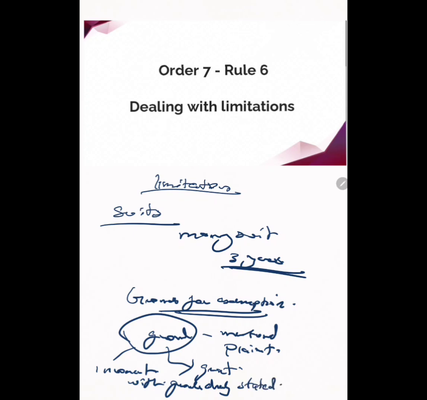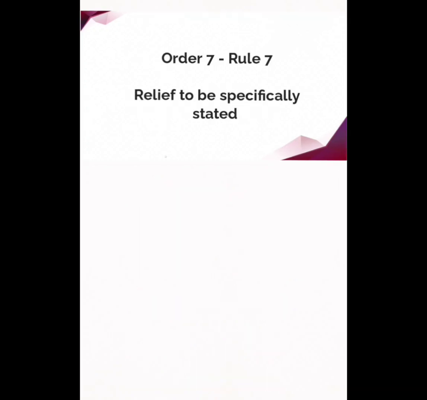Order 7, Rule 7. Relief to be specifically stated. Every plaint shall state specifically the relief which the plaintiff claims, either simply or in the alternate.